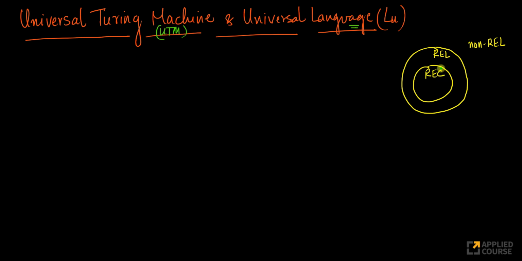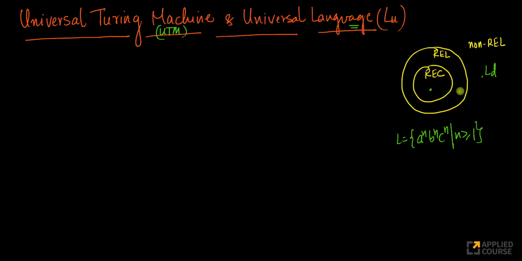If you recall, if these are your recursive languages, this is the set of all recursively enumerable languages, and outside this are non-recursively enumerable languages. We have already seen that the diagonalization language LD belongs here, which means it's a non-recursively enumerable language. We know a bunch of languages that are recursive. For example, a^n b^n c^n such that n is greater than or equal to 1. So we know this language to be recursive.